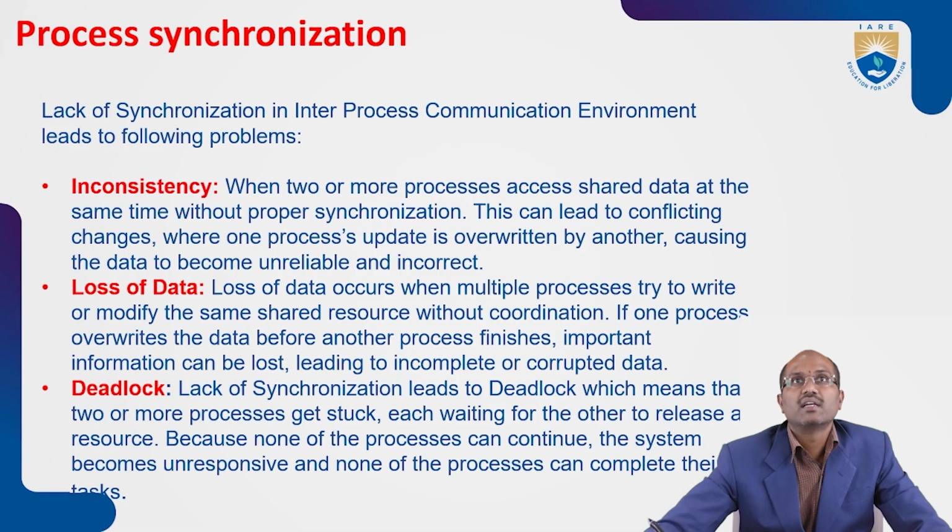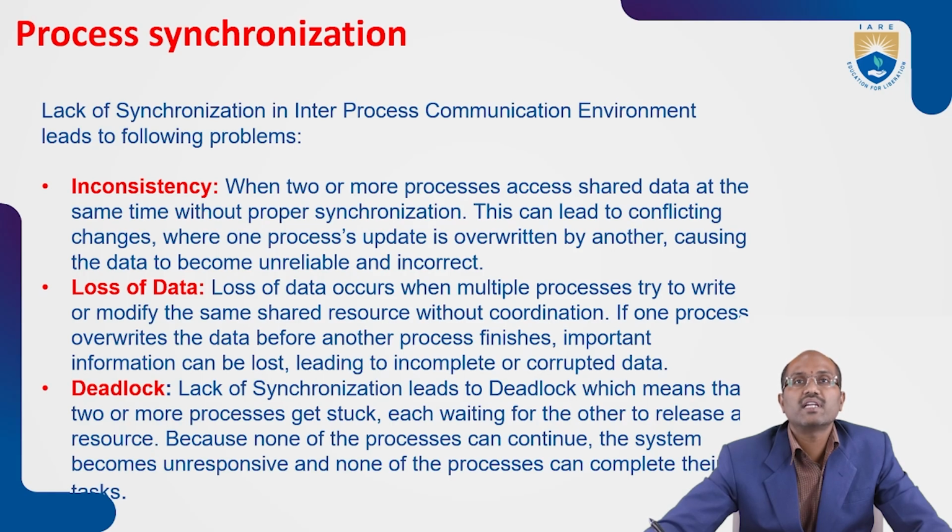This comes under inconsistency. Loss of data occurs when multiple processes try to write or modify the same shared resource without coordination. One process overwrites the data before another process finishes, so important information can be lost, leading to incomplete or corrupted data. This comes under loss of data. Let me discuss deadlock.